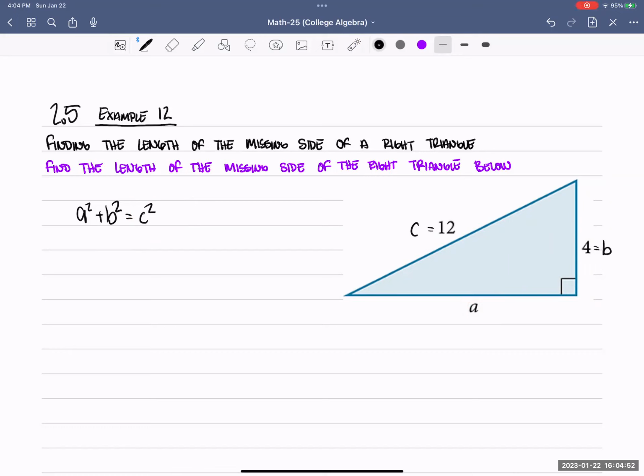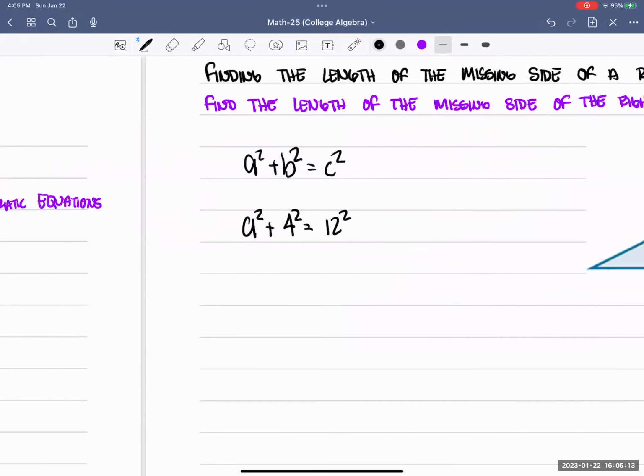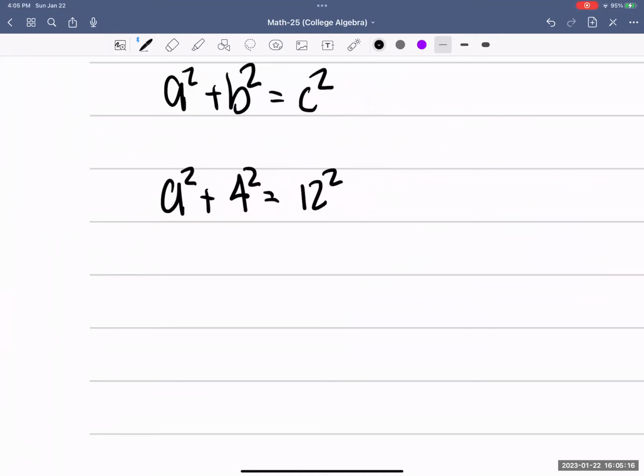From here, we're just going to plug it into the formula and see what we end up with. So A squared, we don't have any value for A, so it's just going to remain as A squared, plus B squared, that's going to be 4 squared, is equal to C squared, which is 12 squared. There's a lot of things that we could do here. Let's simplify first. A squared is not going to simplify at all, so we're just going to leave it as A squared. 4 squared is 16. That's equal to 12 squared. 12 squared is 144.